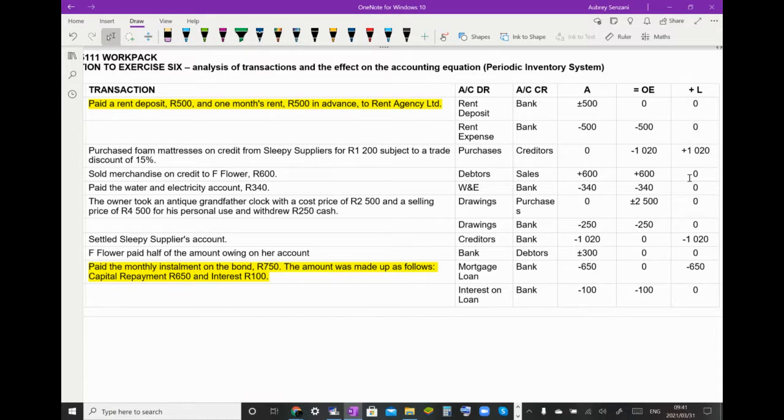Can you see plus minus over here? Plus minus over there. Why is it a plus minus? Somebody tell me. Why is it a plus minus on this transaction? What is plus and what is minus? Yes?